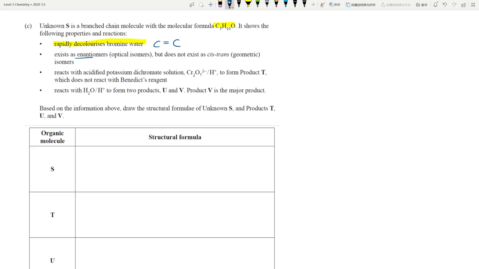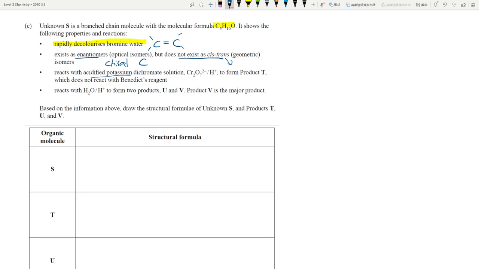It exists as enantiomers. That means you have a chiral carbon. You have a chiral carbon, but it does not exist as cis and trans isomers. So that means of the two groups bonding to the C's, one of them is going to be the same.